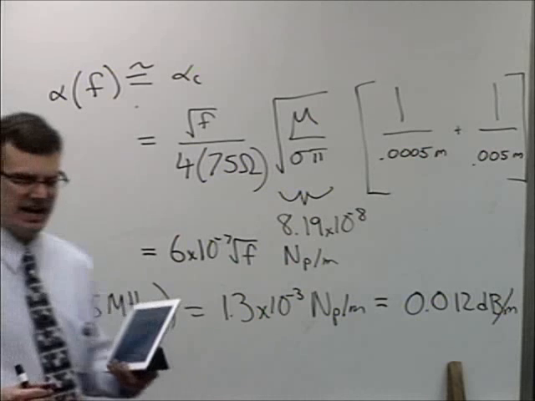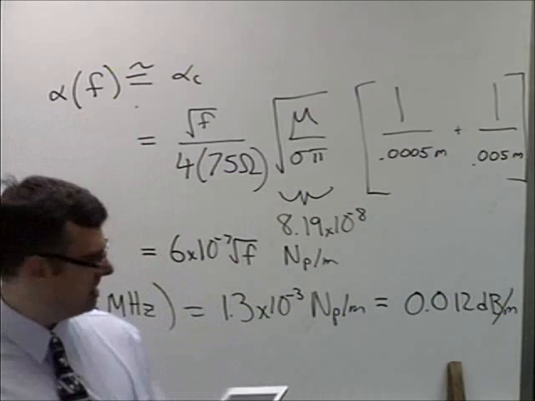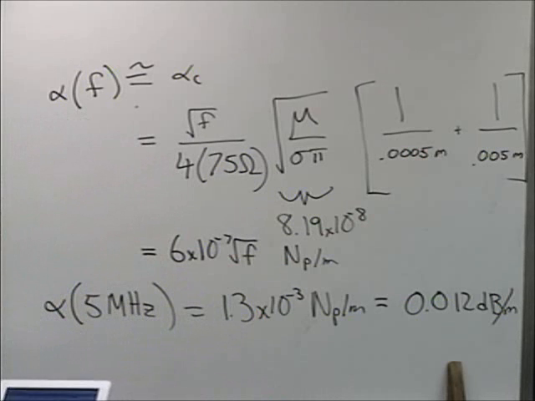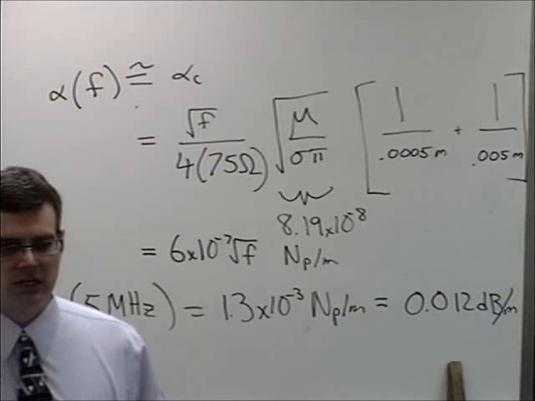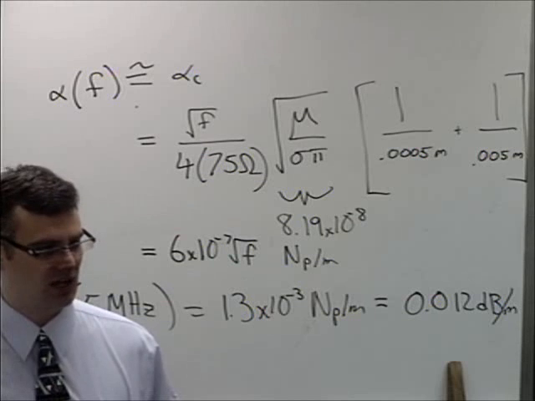Not very lossy, actually. If I'm at 5 megahertz on one of these standard coax lines, if I go 100 meters, how much loss have I incurred? 1.2 dB. That's not even half. That's only a small fraction of your power that is lost.